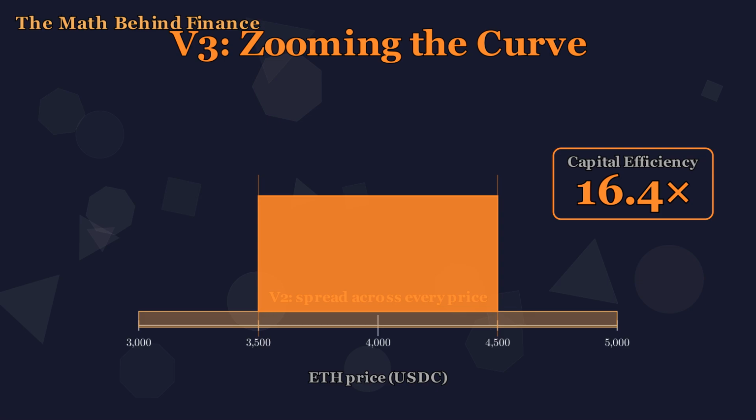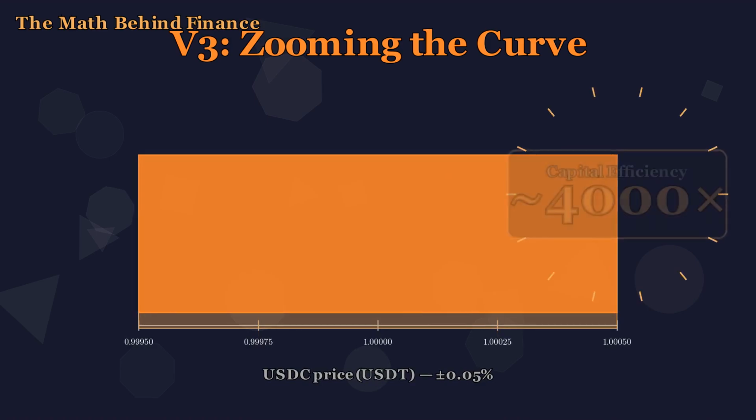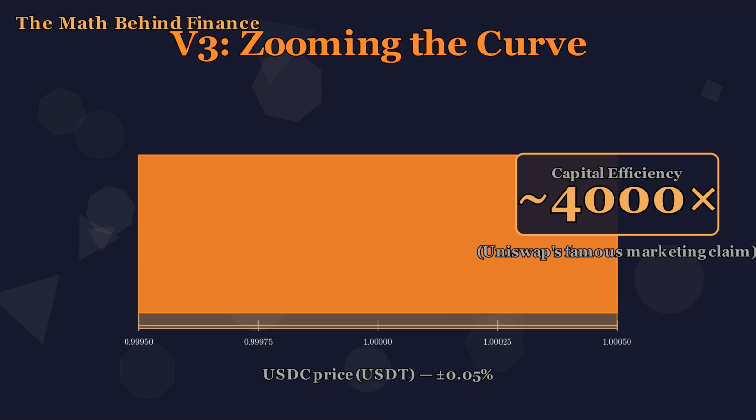Now apply this to stablecoins. $1 plus or minus half a basis point. The capital efficiency becomes 4,000 times. That is where Uniswap's famous 4,000x claim comes from.